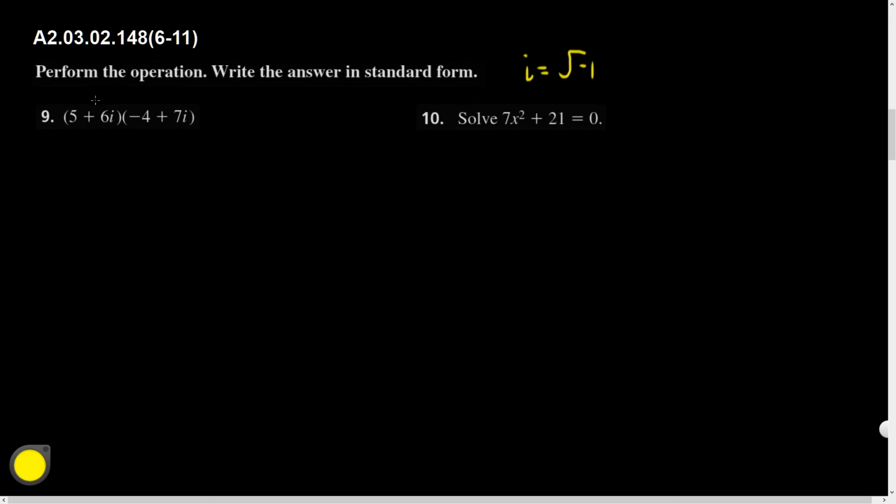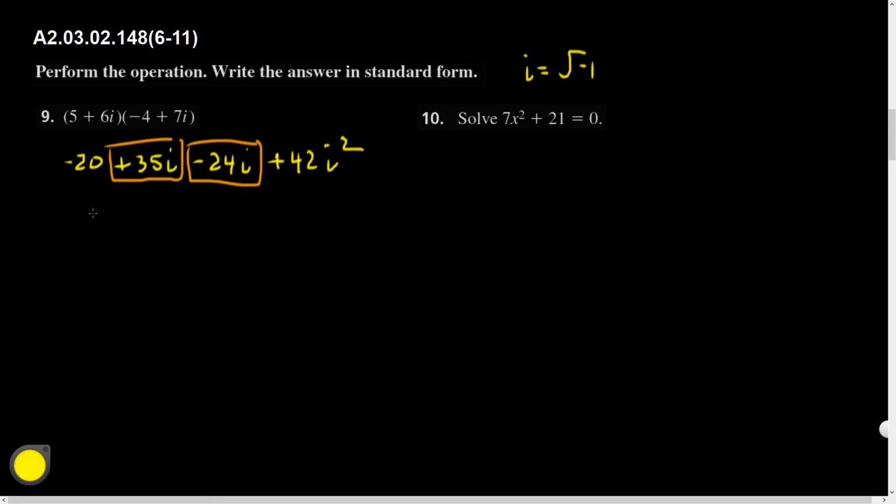Right. 5 times negative 4 is negative 20. 5 times 7i is plus 35i. 6i times negative 4 is negative 24i. And 6i times 7i is plus 42i squared. And now, let's see, we can combine some like terms. So these i's can come together. So I'll have a negative 20 plus, let's see, 35 minus 24 is 11i, I believe. Yep.